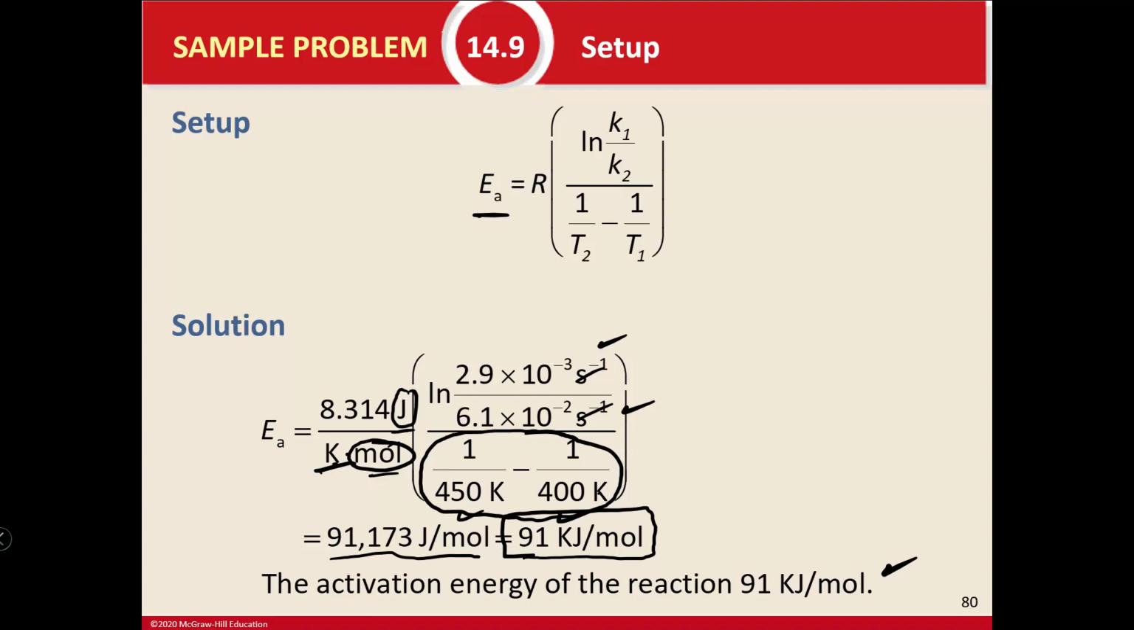Now, if you want to try one of the other experiments, you want to compare another two, you can do that, and you should come up with the same answer to prove that the activation energy does not change through the course of the reaction.